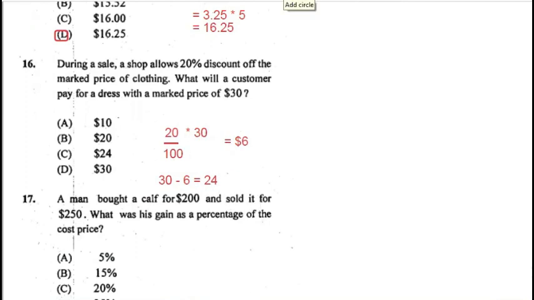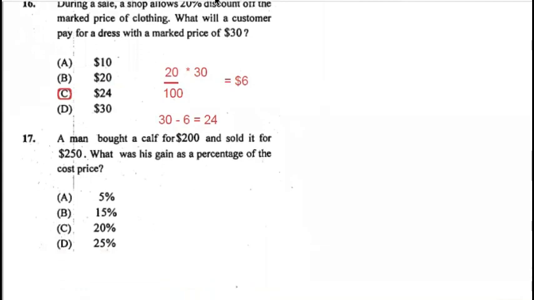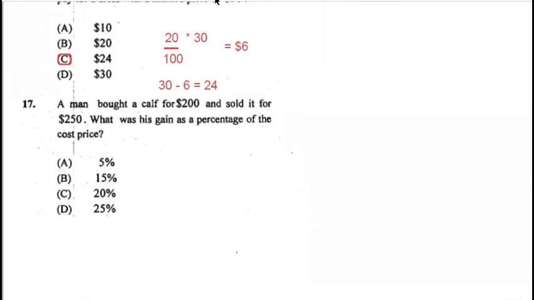So therefore, our answer for 16 is C. Moving nicely along. 17. A man bought a car for $200 and sold it for $250. What was his gain as a percentage of the cost price? So what we're looking at is percentage change.